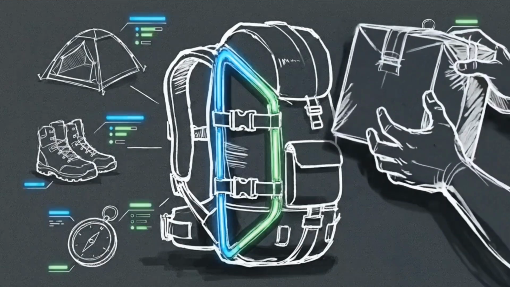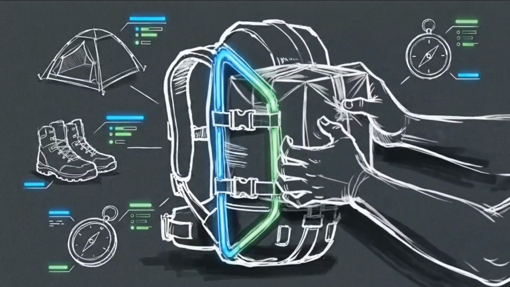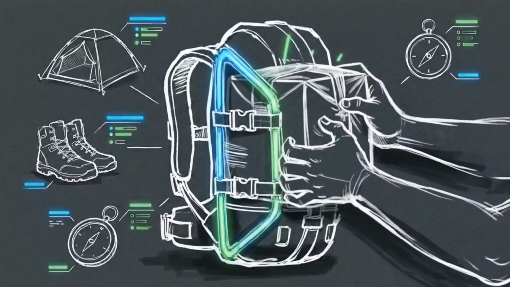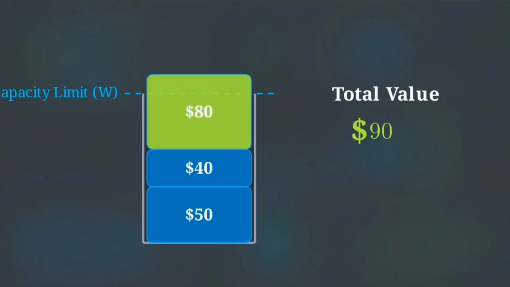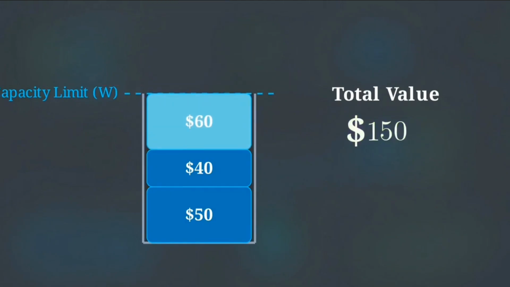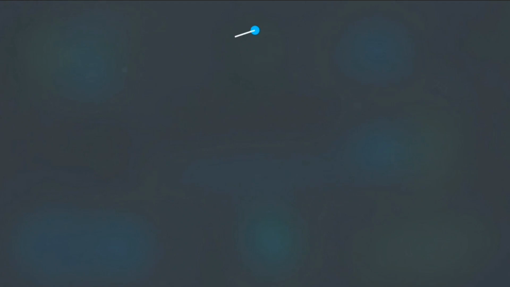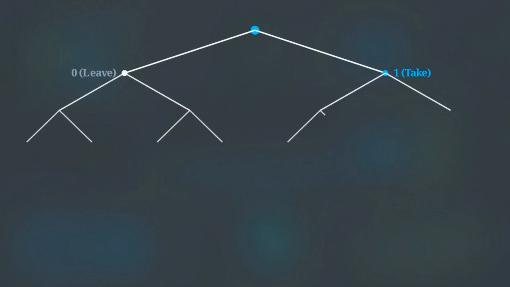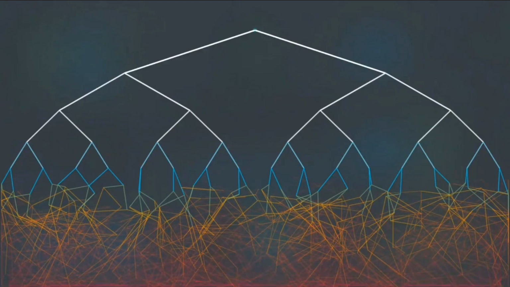The 0-1 knapsack problem is a classic optimization challenge with a strict physical constraint. Given items with specific weights and values, you must select the subset that maximizes total value without exceeding a rigid capacity limit. A brute force approach to this problem fails immediately because every item presents a binary choice: take it or leave it. Evaluating every possible combination triggers a combinatorial explosion, running in exponential time.